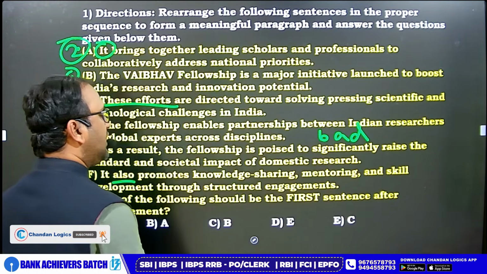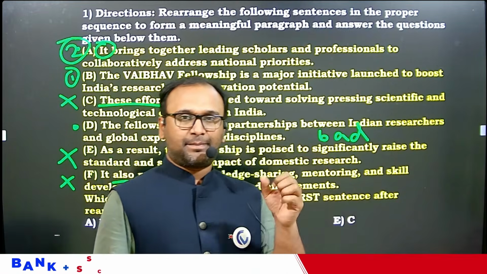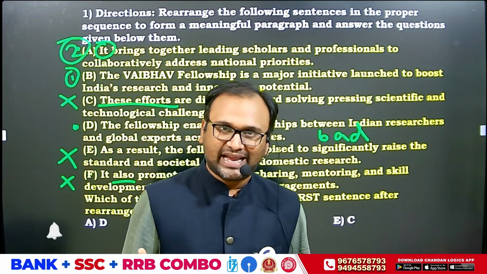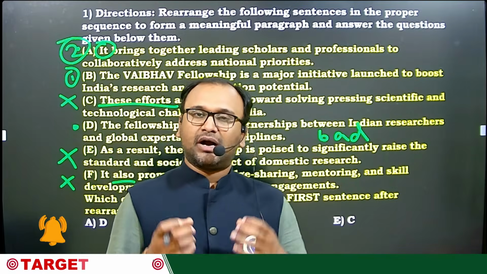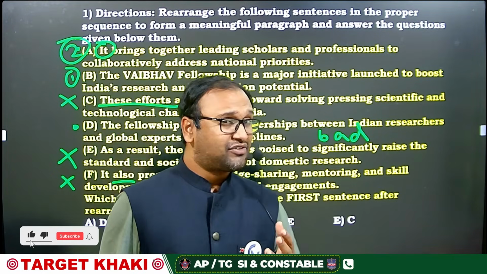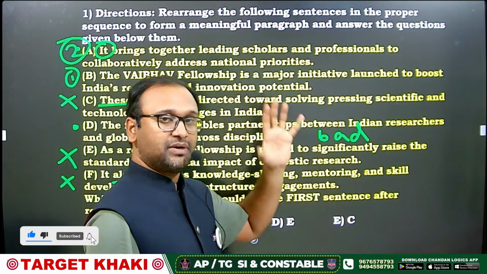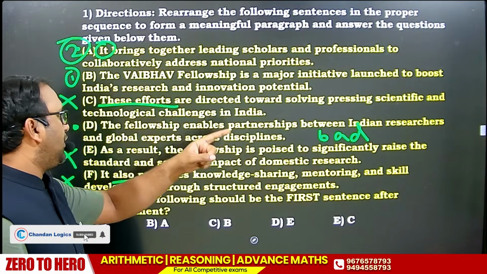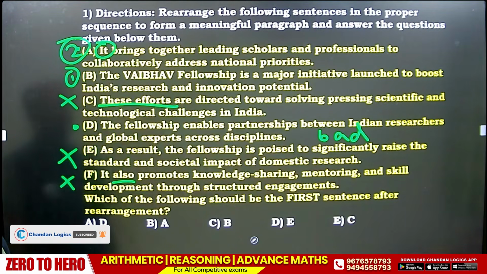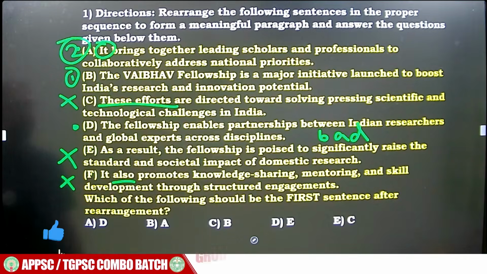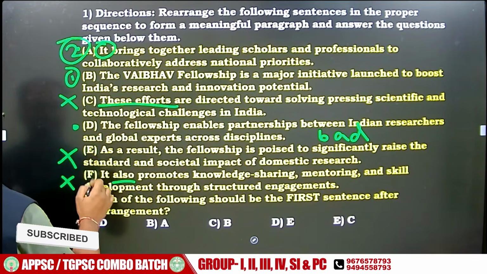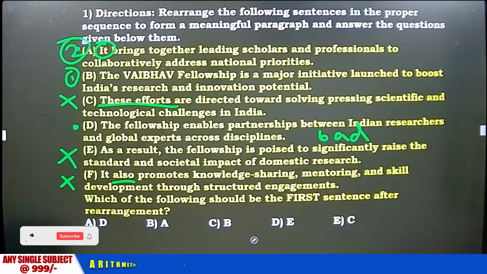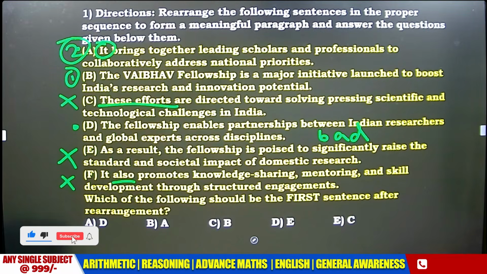So if you observe here, B is the opening statement. The topic began there. In B, the story started, where you're talking about the IBPS Fellowship introduction. After that, you're trying to say that the fellowship encourages professionals and leaders to come together. And then it says it also enables partnership between Indian researchers and global experts. So now we have three sentences left: C, E and F. Can you find out what could be the next part of the sequence?